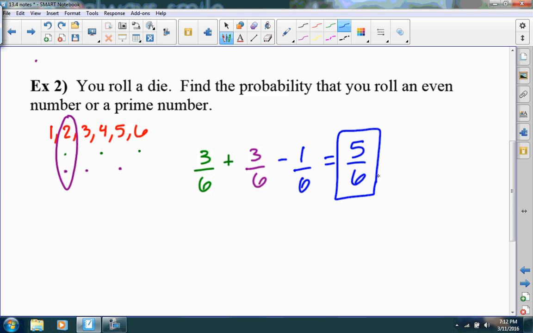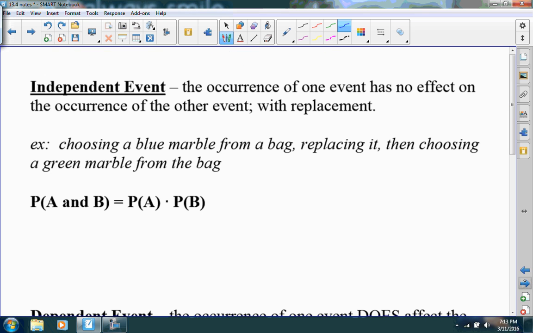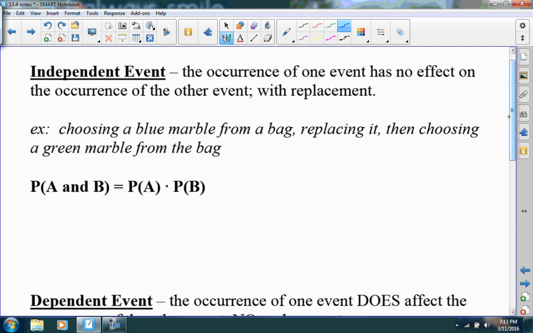Okay. So the next concept that we have to talk about is an independent or a dependent event. Now, an independent event is the occurrence of one event that has no effect on the occurrence of the other event. And it's really important that you remember that this means with replacement. So I have an example here. This is where you're going to choose a blue marble from the bag, replace it, and then choose a green marble from the bag. So this way you have the same amount every time that you're choosing from.